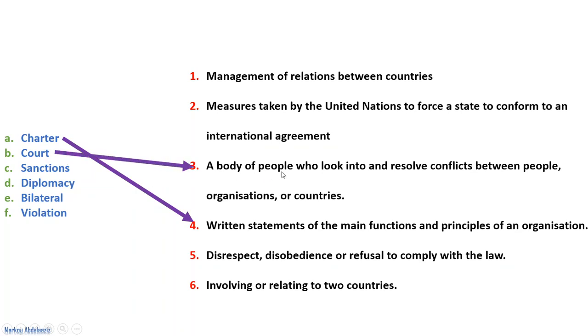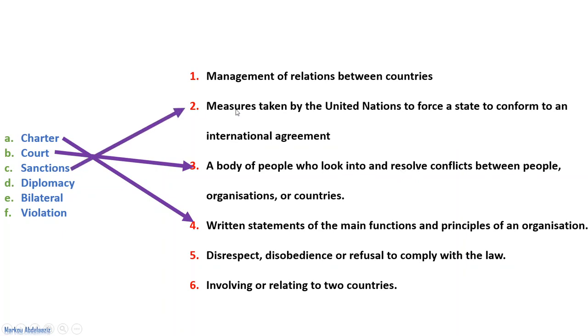Court: a body of people who look into and resolve conflicts between people. What does conflicts mean? Conflicts are when we have problems between two people or more, so they go to the court. The court has a lot of people, we call it a body of people. They take care of those conflicts, to resolve them and find a solution.